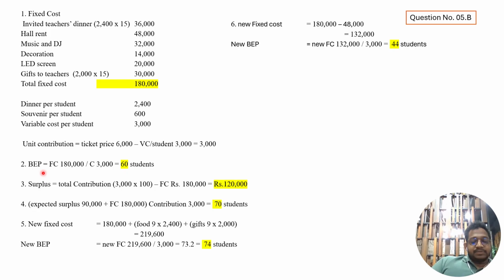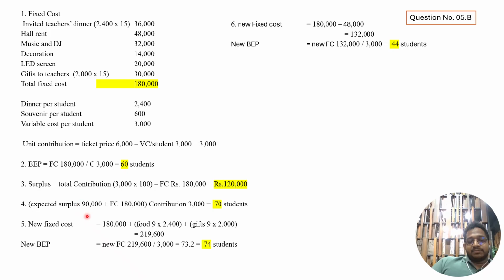And then the surplus revenue, if 100 students participate, to find that out, total contribution minus fixed cost. So if 100 students are going to participate, 3,000 into 100, your total contribution is 300,000. And from that, you have to minus the fixed cost, then you can find out the surplus. And the fourth one, they are asking the minimum number of students required to raise a surplus of 90,000. So the expected profit is given here.